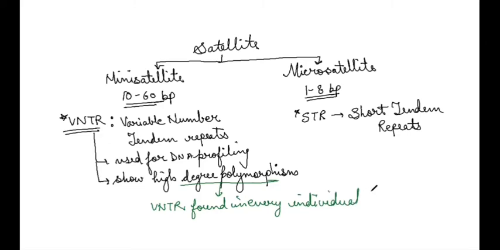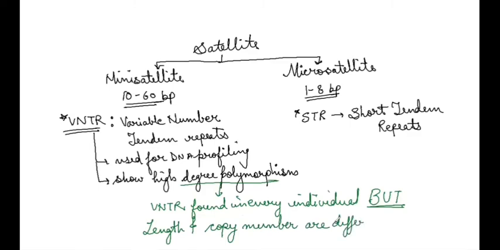but we have a but. These VNTRs have different lengths and different copy numbers. Some VNTRs will have just 5 copies, in some it can be 6, in some it can be 10 also. So length and copy number are different in different individuals. On this basis, VNTRs are used for DNA profiling.